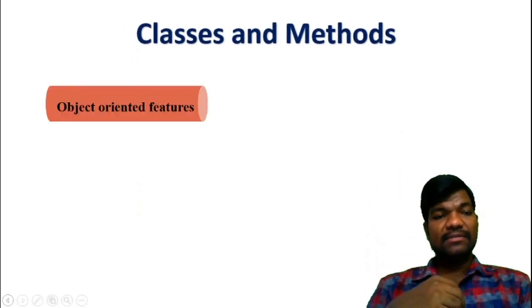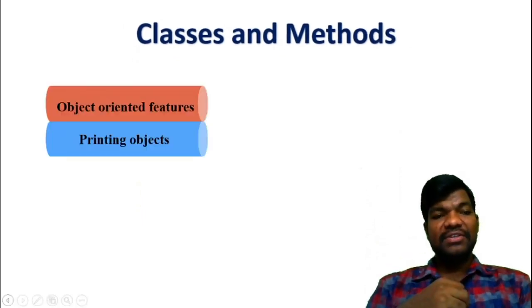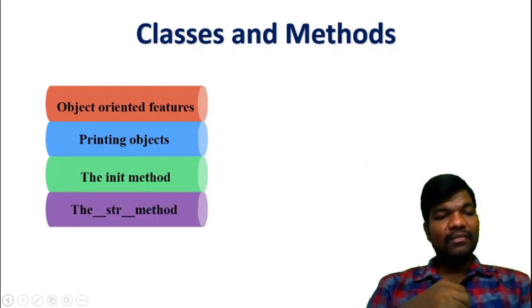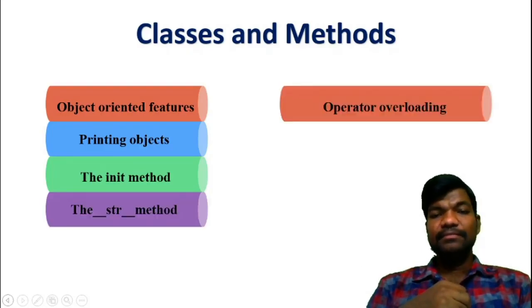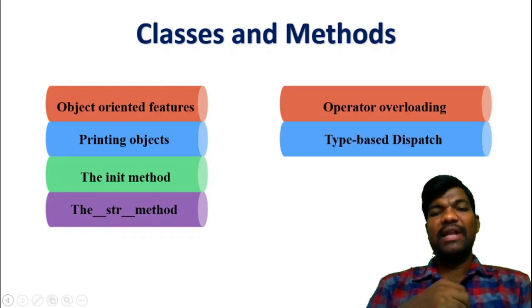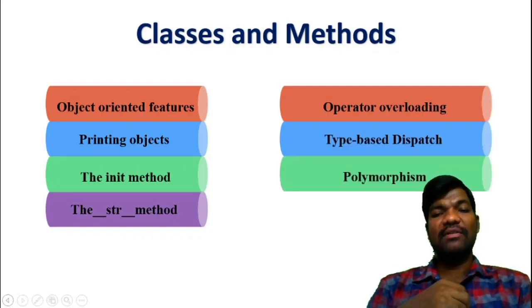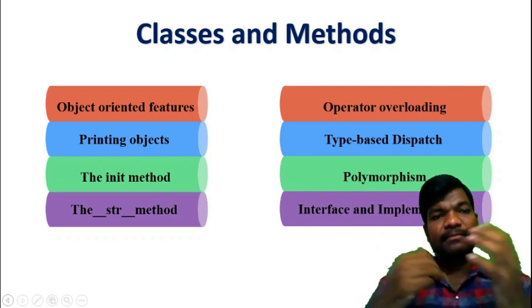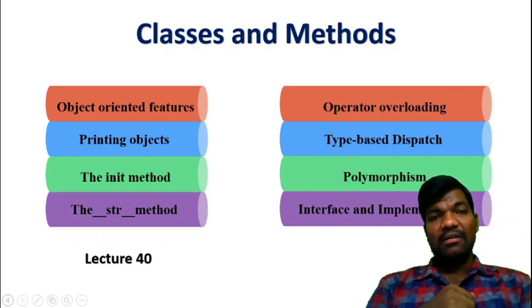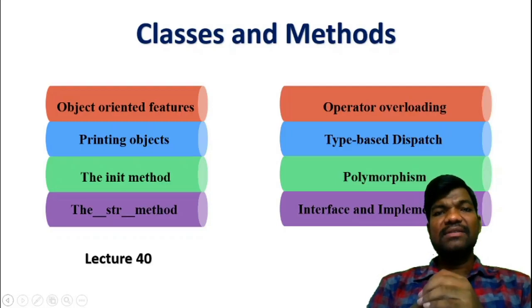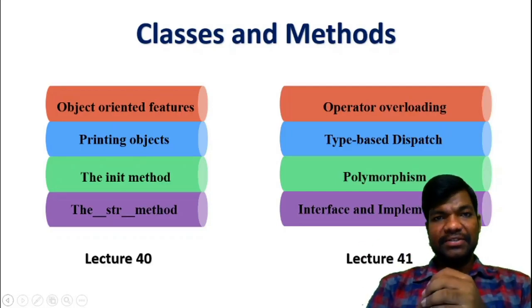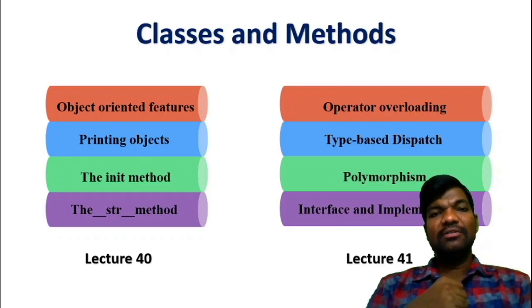Let's check the syllabus. Object oriented features, printing objects, the init method, the string method, operator overloading, type based dispatch, polymorphism, and finally interface and implementation. These are the topics. We will learn 4 topics in this lecture, another 4 topics in the next lecture. Let's get into today's lecture.